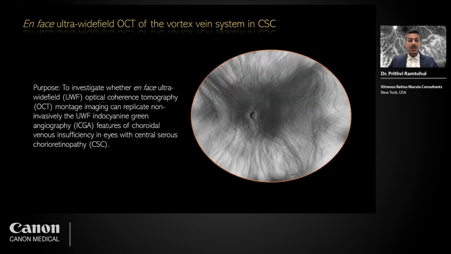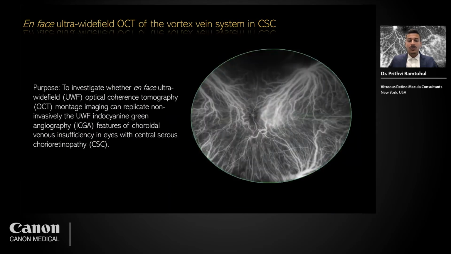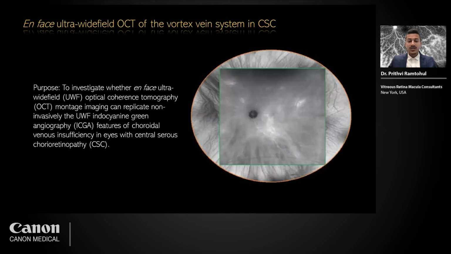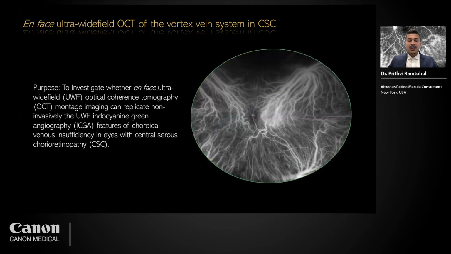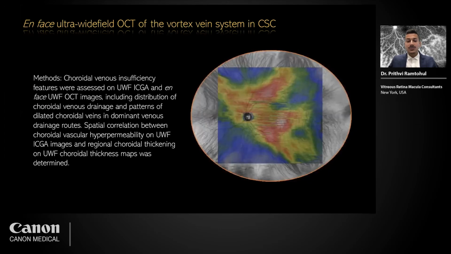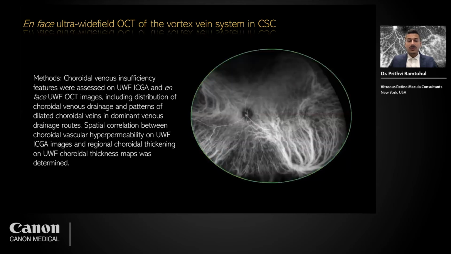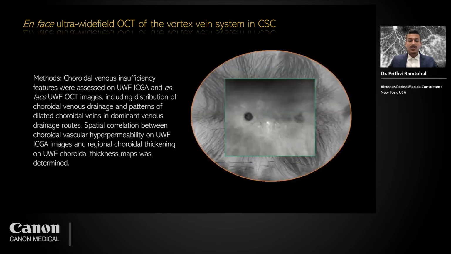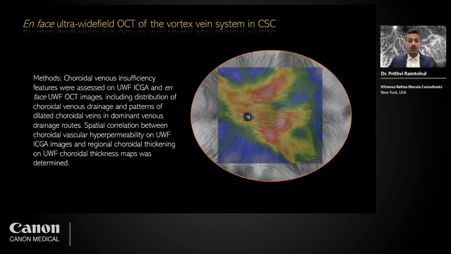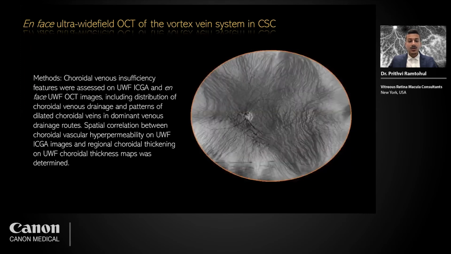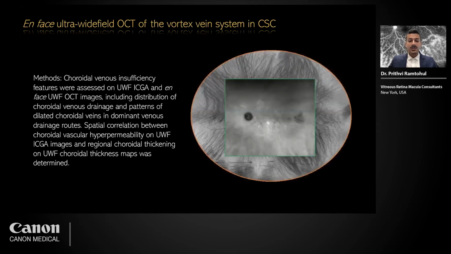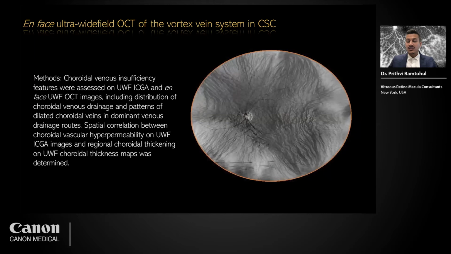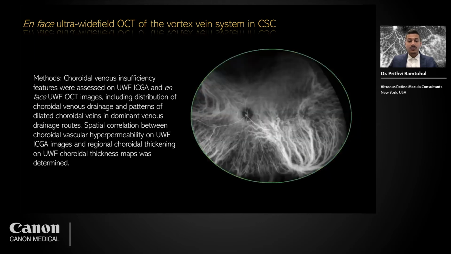In this new study, we evaluated whether en-face ultra-wide-field OCT montage imaging can replicate the ultra-wide-field ICG-A features of choroidal venous insufficiency in eyes with CSC. So we assessed the choroidal venous insufficiency features on both ultra-wide-field ICG-A and en-face ultra-wide-field OCT images, and we evaluated the correlation between these imaging modalities. We also analyzed the spatial correlation between choroidal vascular hyperpermeability on ICG-A and choroidal thickness on ultra-wide-field choroidal thickness map.